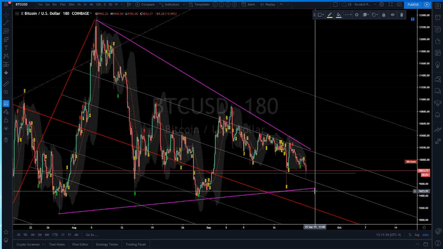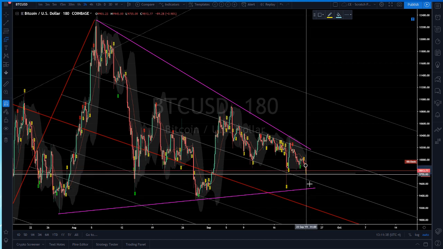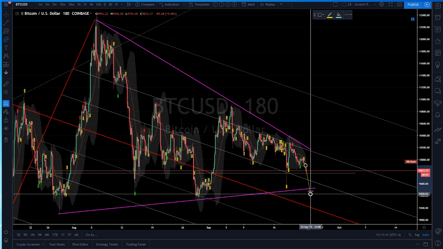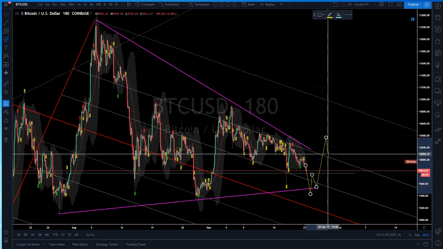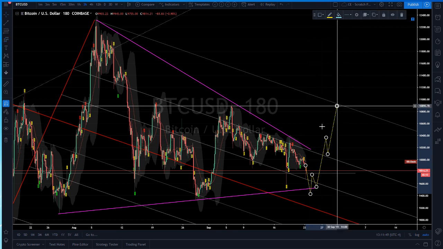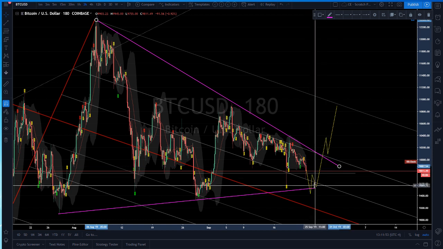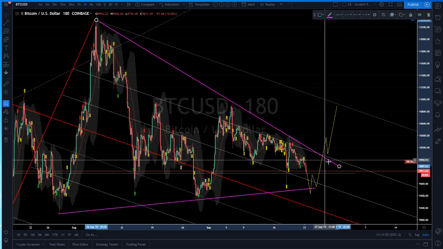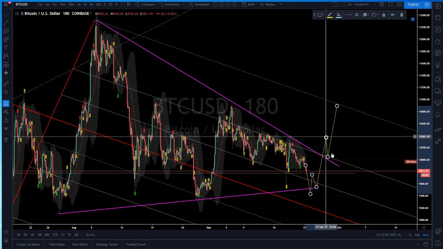Now, if we break down just a little bit, that's a different story. So if we come from up here and come down here, I would expect us to come back up, find this as support, break out, find that as support, and then break up again. And again, this would be showing us that not only is this trend line going to be support, but this is also going to be support as well. So likely this is going to come a little bit deeper.